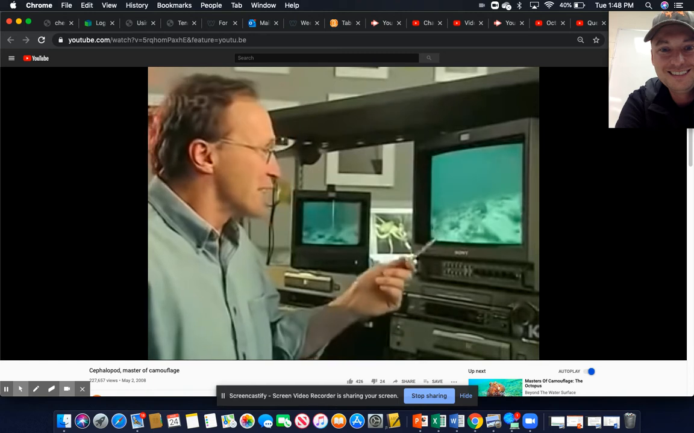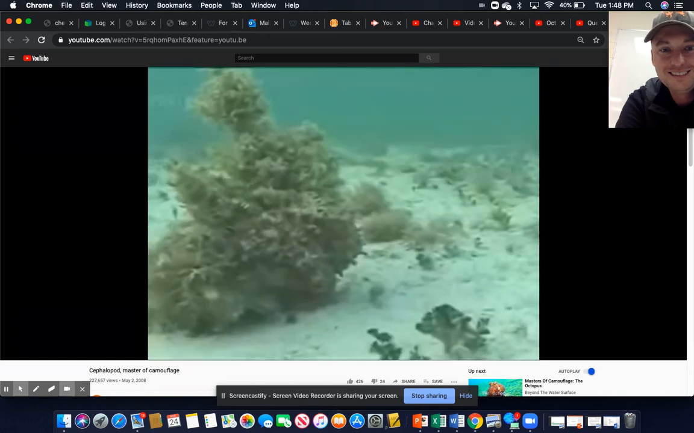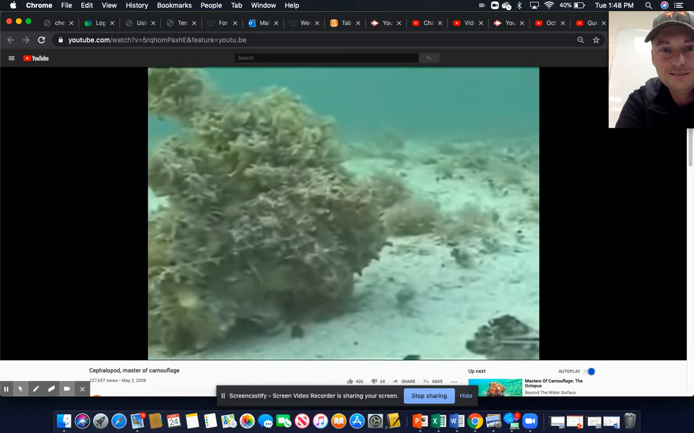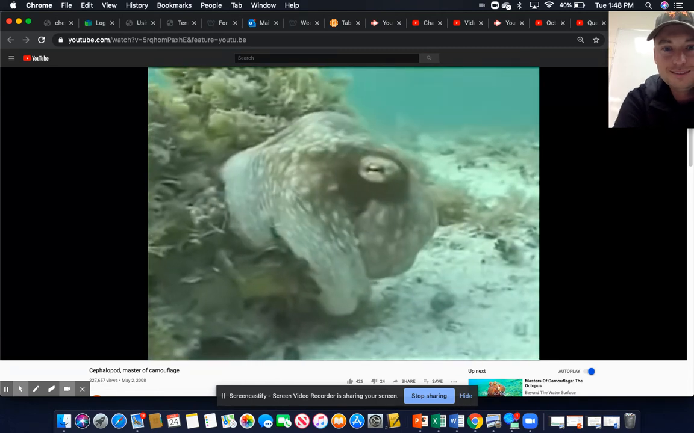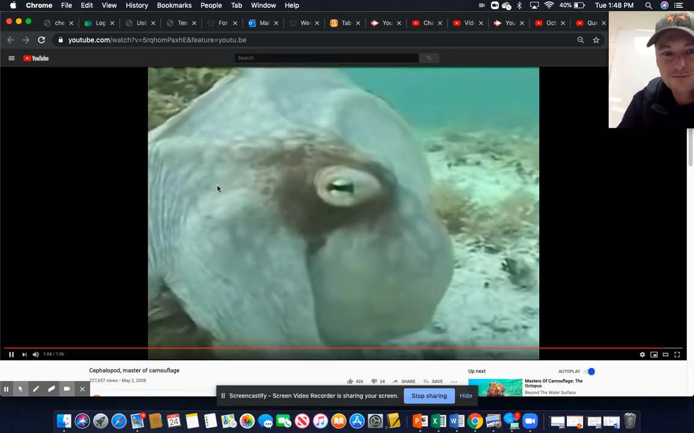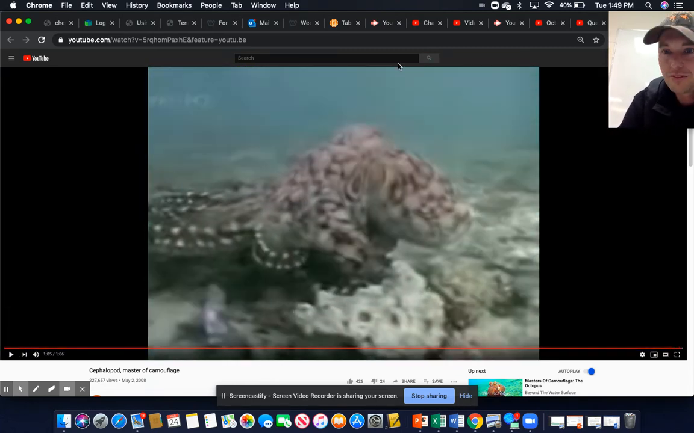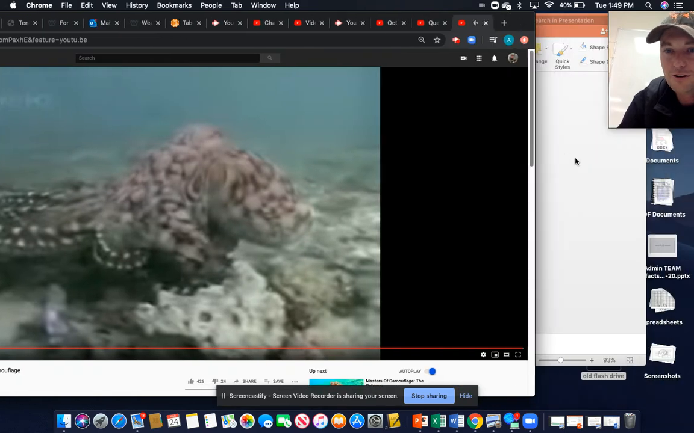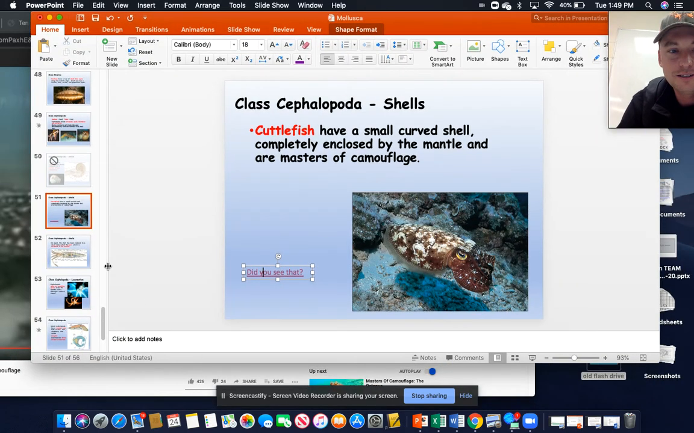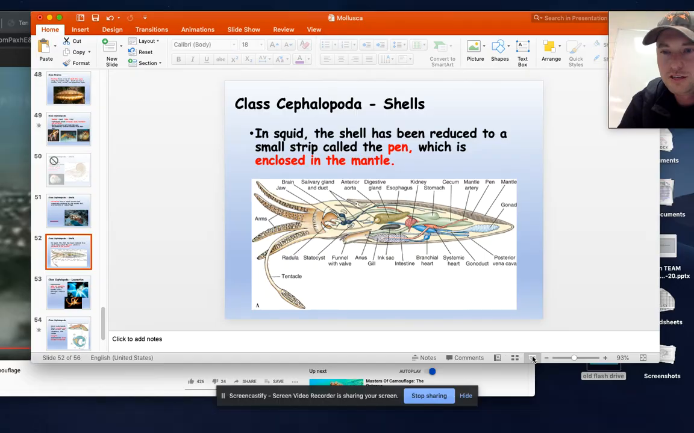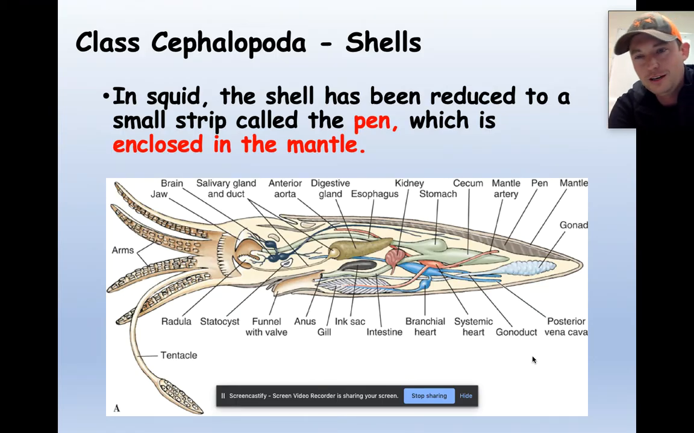Isn't that amazing? This animal was completely camouflaged on that rock, and suddenly it was there. That's amazing. Absolutely amazing. So again, our armed forces wish we could have camouflage as well as our cephalopods.